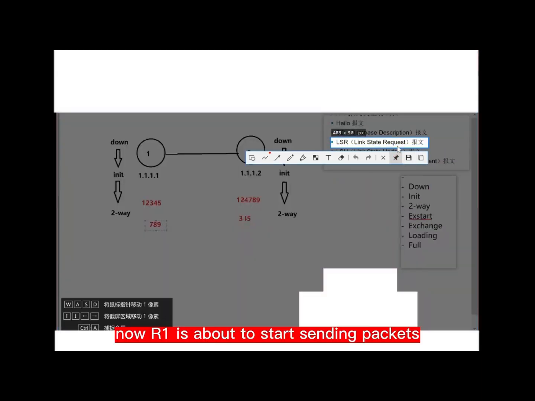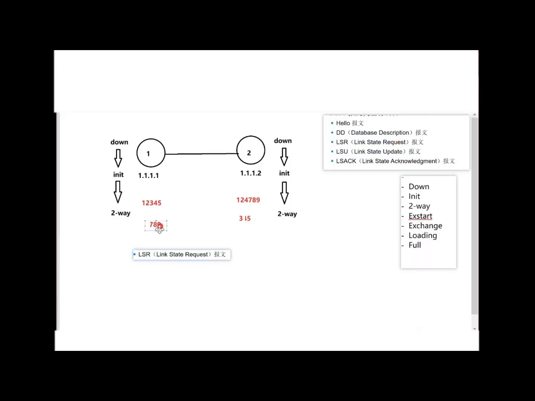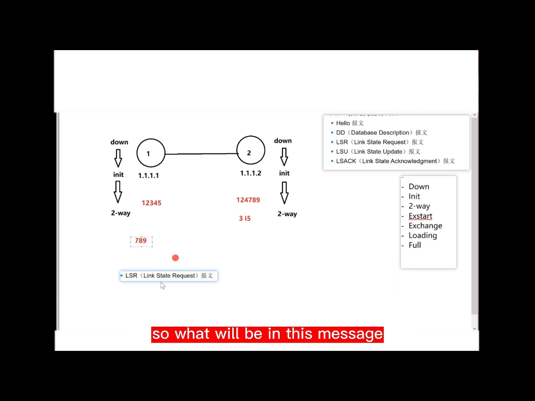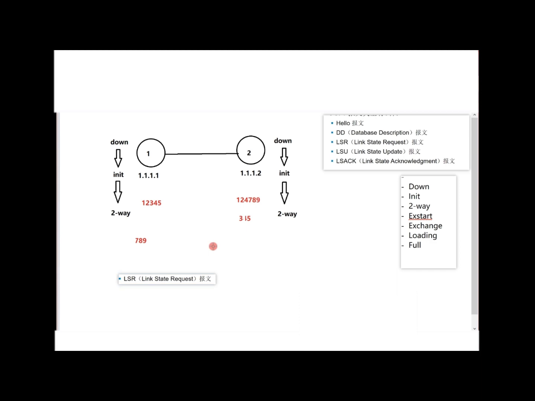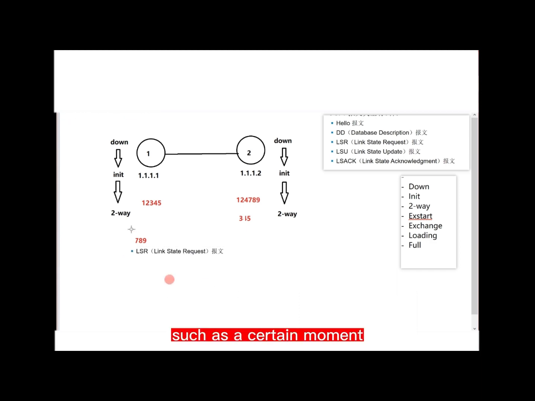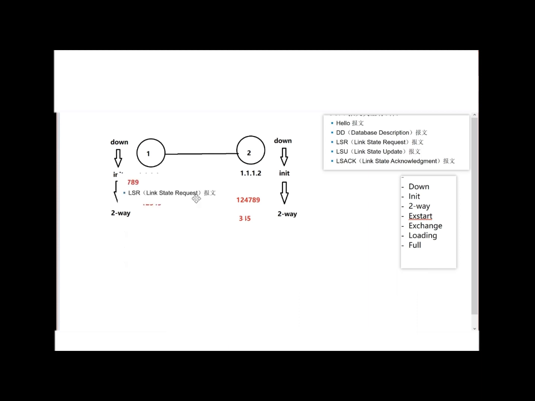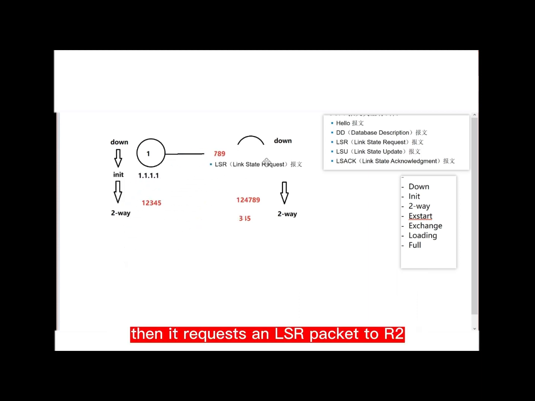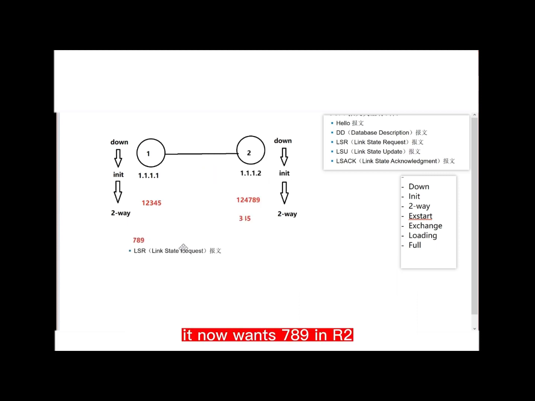For example, now R1 is about to start sending packets. The packet it sends is the LSR packet. So what will be in this message? R1 now wants 789 from R2. Such as at a certain moment, the device wants to initiate a request first. Then it requests an LSR packet to R2. It now wants 789 in R2.